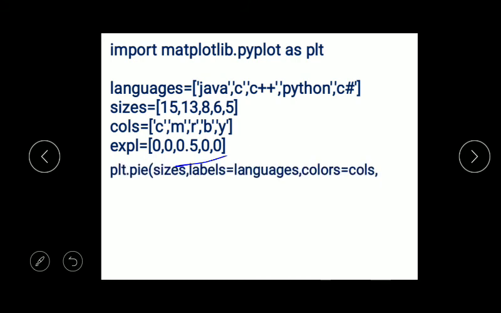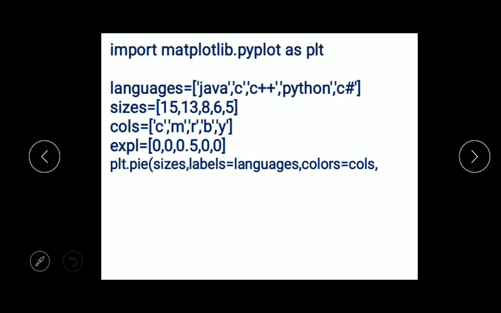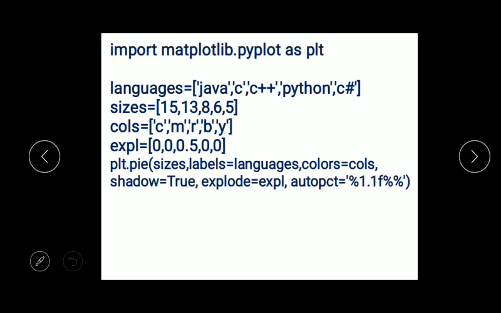Understood? Now plt.pie(sizes, labels=languages, colors=colors). shadow=True, here I am taking shadow equals true, so the shadow will be drawn. Then explode=expl. I have already set the expl value, so I am using the variable name. Also you can write explode=[0, 0, 0.5, 0, 0] directly here instead of the variable name.